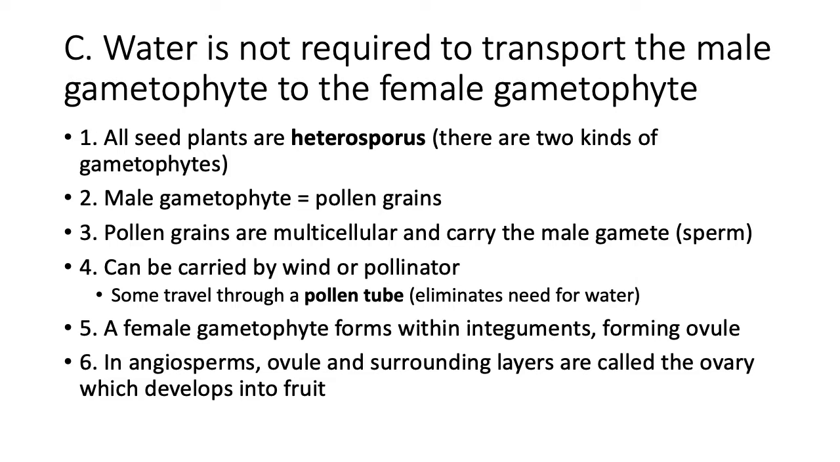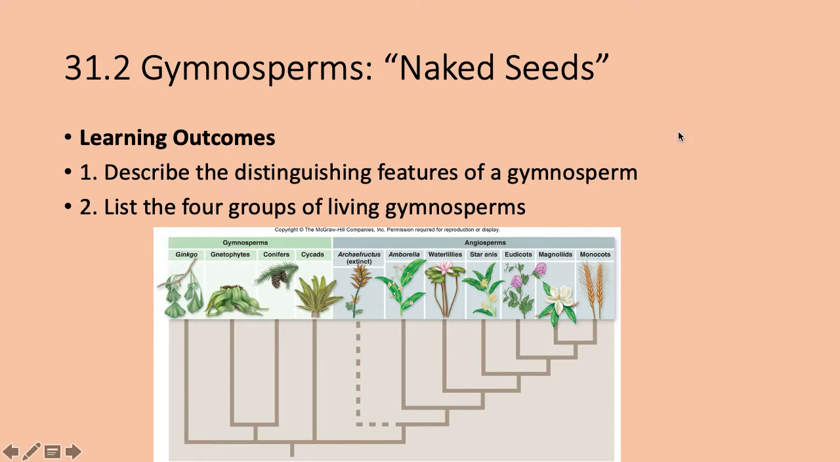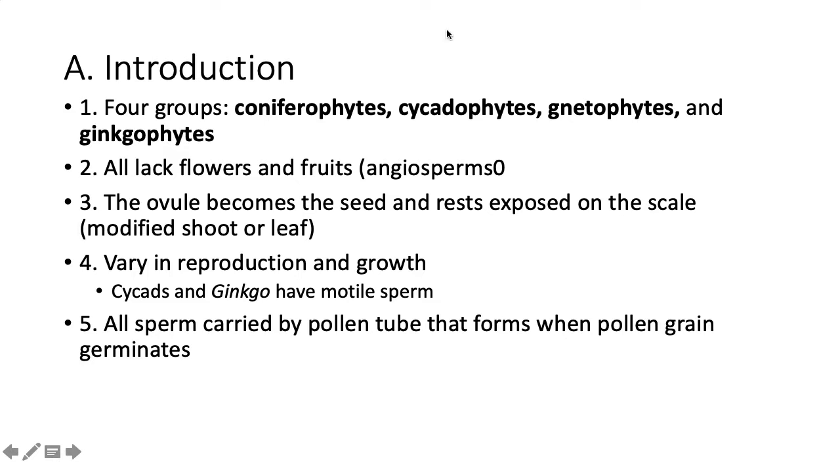Okay, so moving on to gymnosperms. I'm going to talk about some features of gymnosperms and then list the four groups of living gymnosperms. So here are my gymnosperms, and we're going to talk about ginkgos and the gnetophytes and conifers and the cycads. And then if we get into angiosperms, great. But a little bit of background with the gymnosperms. So there are four groups: the coniferophytes, cycadophytes, gnetophytes, and the ginkgophytes.